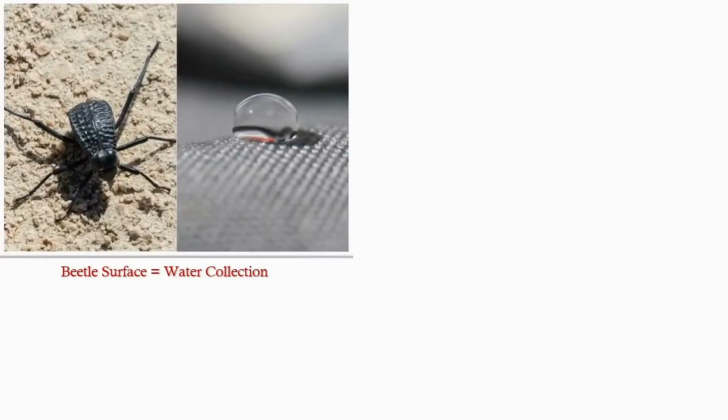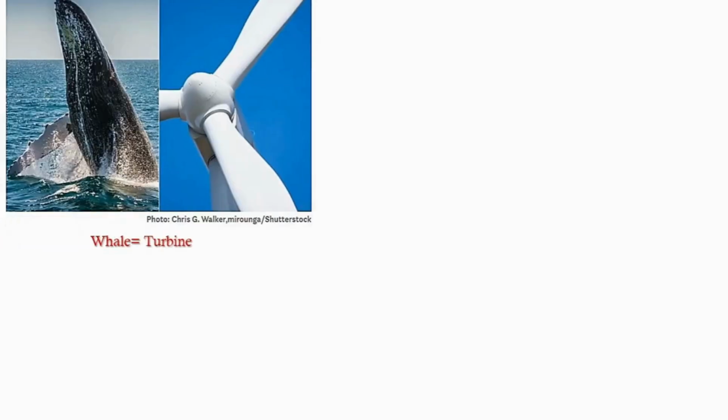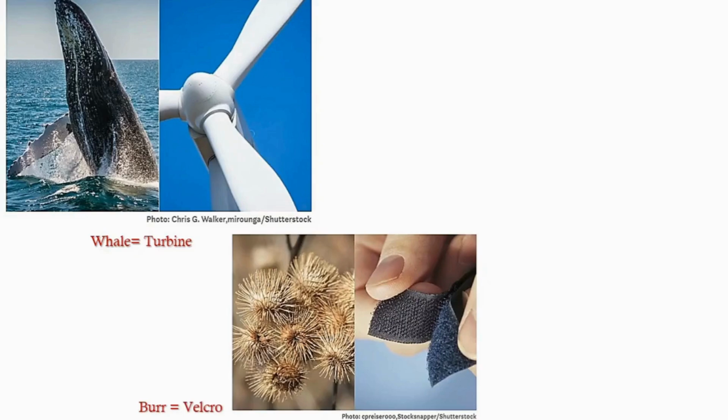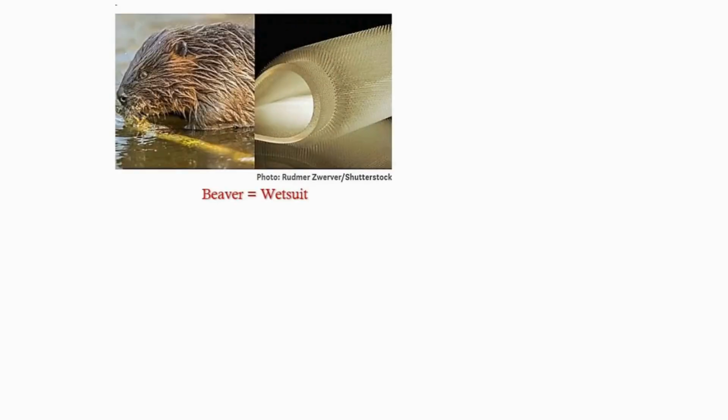Here you can see the water collection principles have been designed from the beetle surface, right? So these types of surfaces are nowadays being utilized in various products, right? Now let's move to the next one. Here the paint inspiration is taken from lotus. Now next, and what is that? Here the design of turbine blades taken from the whale. Then Velcro was designed based upon the principle of burr. Now next, and that is birds, right? And based upon the birds' geometry, designers have designed the jets. Now let's move further. What is the next example? Here beaver. The inspiration taken from beaver and a wetsuit have been designed.